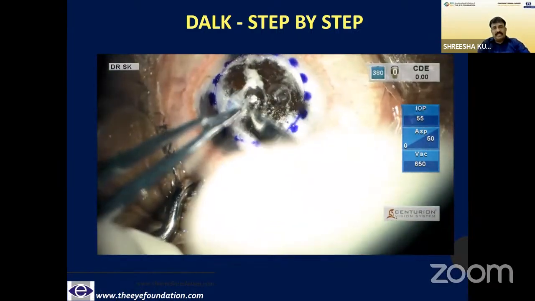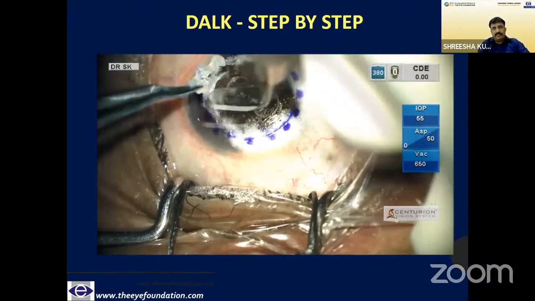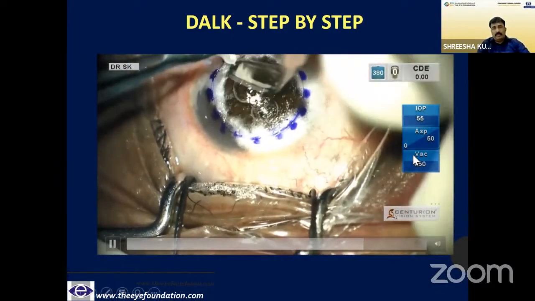guide. They act as a rough guide. You can stay above those multiple bubbles and complete your procedure.